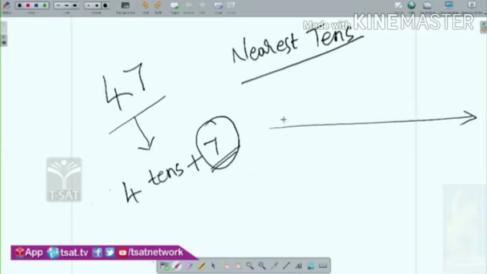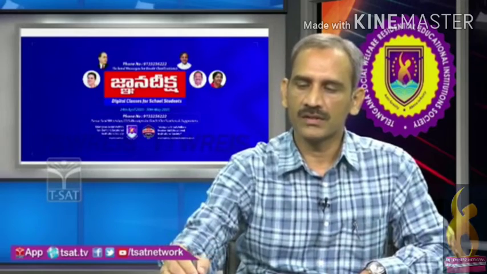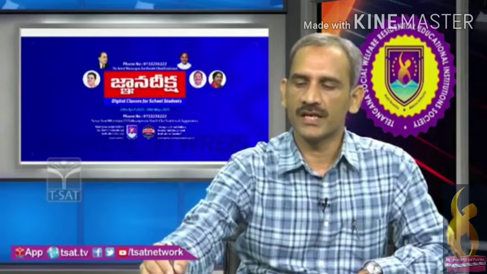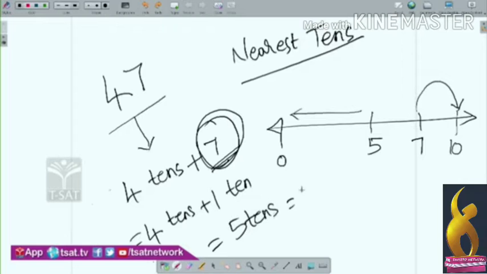If you look at the number line, here you have 5. If it is less than 5, it will reach the nearest 0. If it is more than 5, it will reach its nearest 10. If you observe 7, is it more than 5 or less than 5? It is more than 5. That means somewhere here you have 7, it will reach its nearest 10. That means this is nothing but 4 tens plus, if you round off this 7 to its nearest, you will get one more 10, that is 5 tens, which is nothing but 50. That means when you round off the given number 47 to its nearest tens, its value is 50.